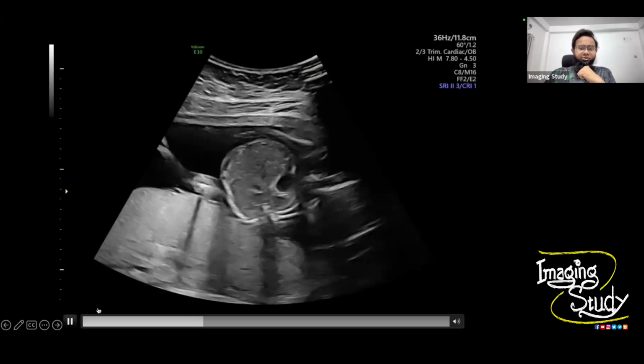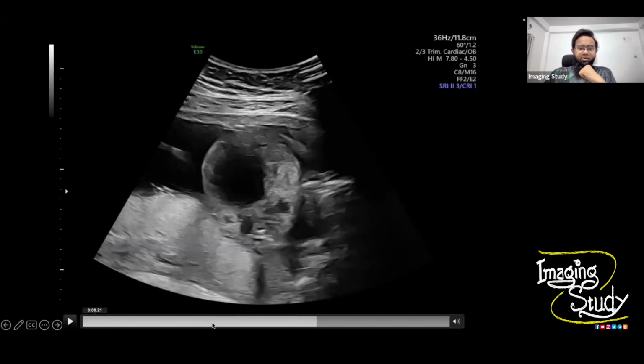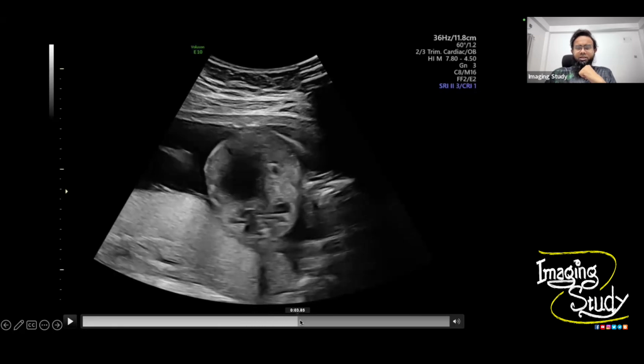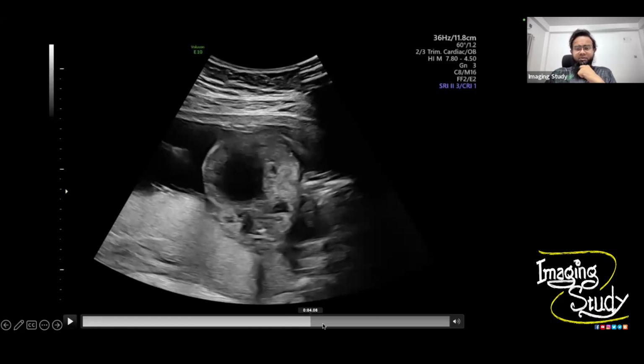So here's the transverse section. Now you can see, just let me show you a little. You see this is the stomach and liver. Just go a little bit downwards. Now you can see the kidneys over here. They're showing hydronephrosis, the urinary tract dilatation, the pelvis is dilated.